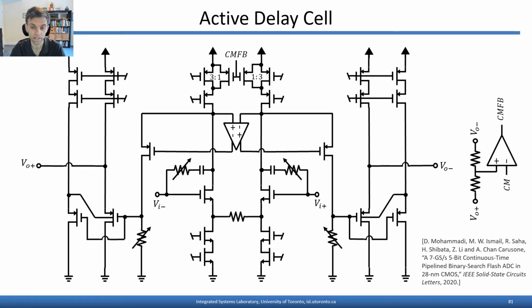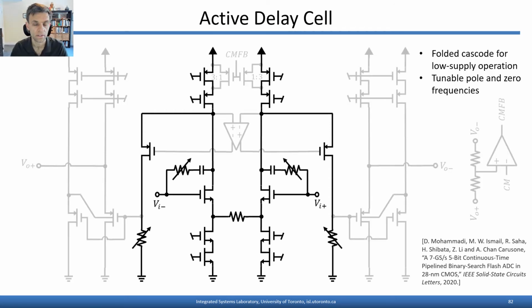So here is a more complex variation of that last circuit that was presented. This was from our lab and appeared in IEEE Solid-State Circuits Letters in 2020. It's quite a complex circuit. There's a lot more going on than we showed on the simplified single-ended version on the last slide, so we're just going to walk through it one step at a time. Here is a fully differential version of the active delay circuit that was shown on the last slide. You'll see the input pair are these NMOS transistors here, and they're source degenerated, just as shown on the last slide for better linearity.